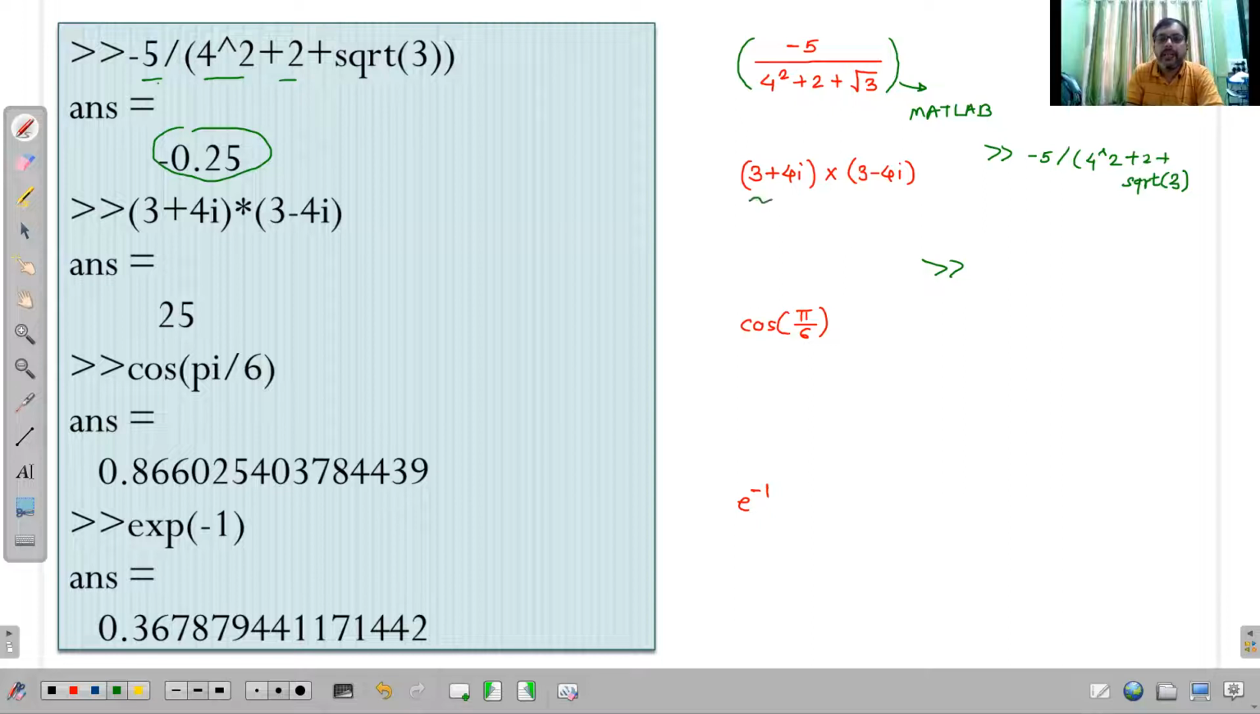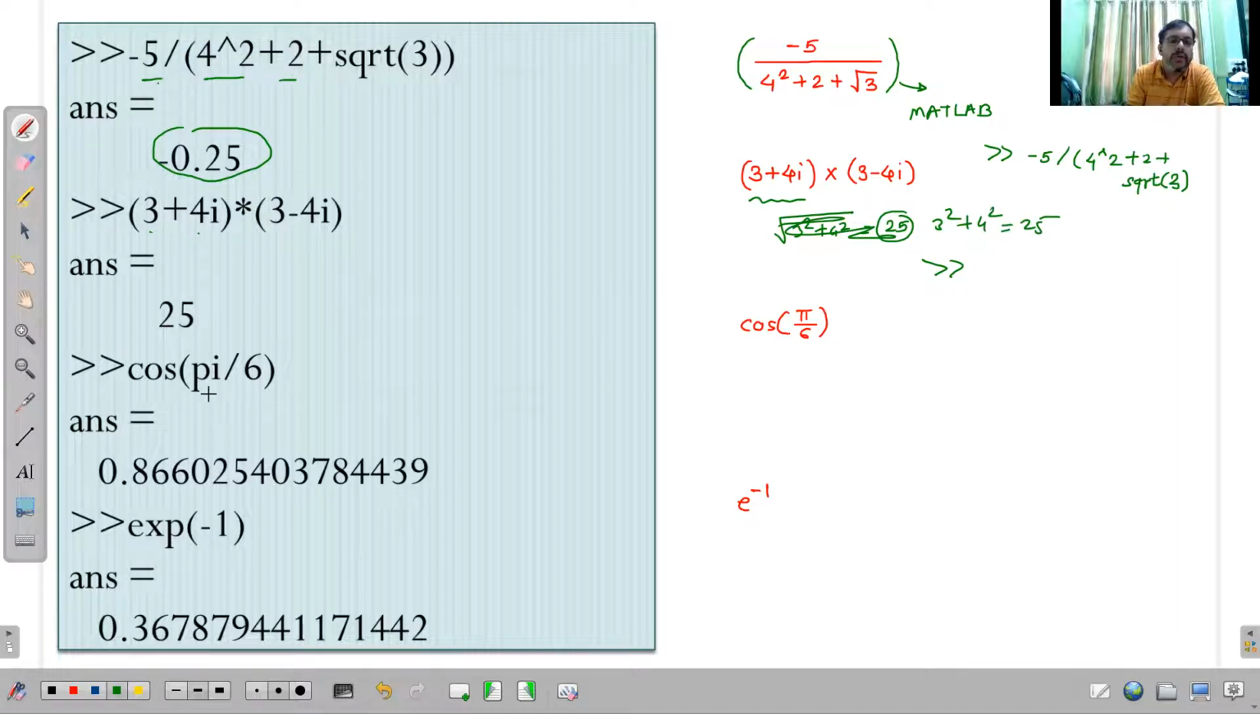Similarly, I have two complex conjugate numbers. First number is 3 plus 4i, and another number is 3 minus 4i, where i stands for the imaginary value, that is i is equal to square root of minus 1. So if you multiply 3 plus 4i with 3 minus 4i, it will give you a real value because they are complex conjugate numbers. So it is 3 square plus 4 square. That value is going to come as 25.